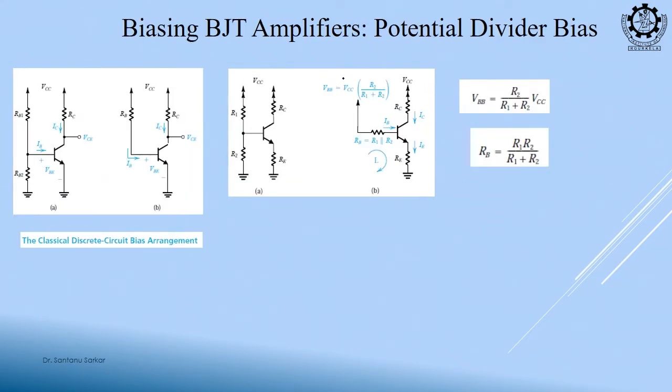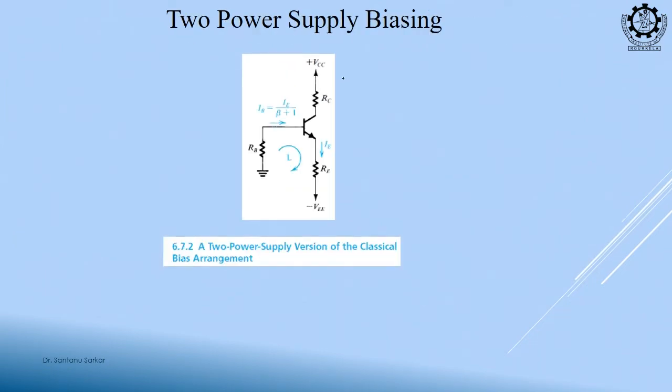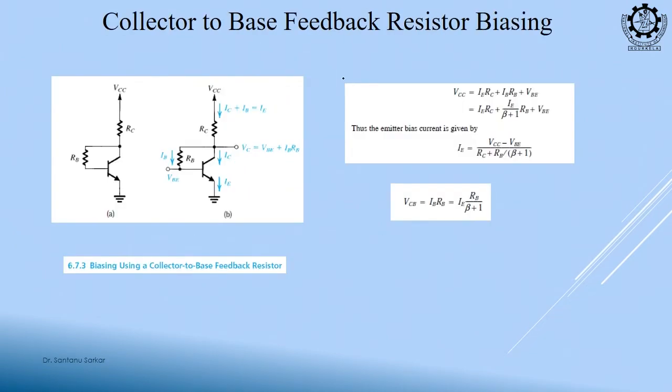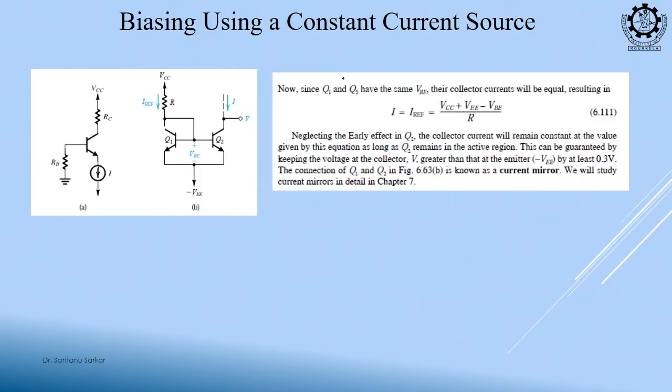This we already discussed: potential divider bias, two power supply bias, collector feedback bias. All of this you have learned in your basic electronics class, so I will just request you to have a recap. This is a current source bias, and we discussed last day about current mirroring. If we get time, we will also discuss current mirroring in MOSFET.